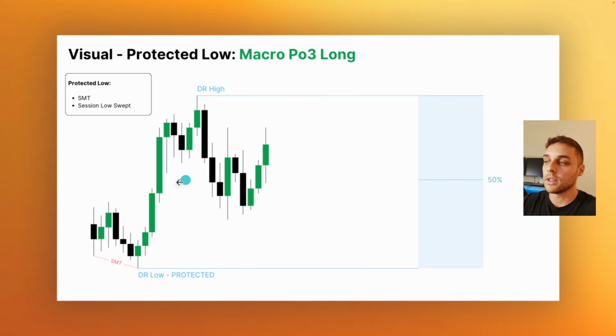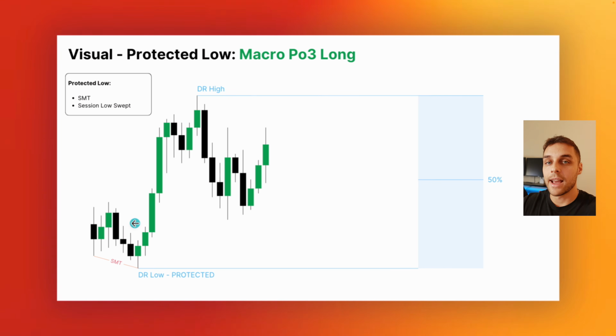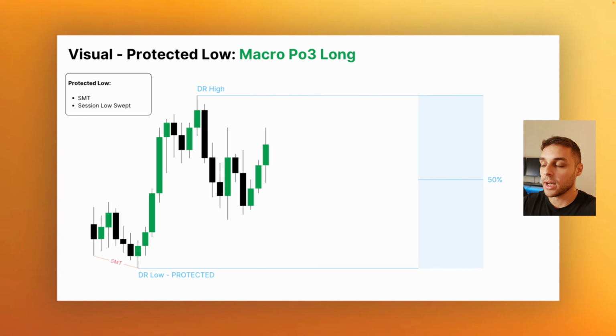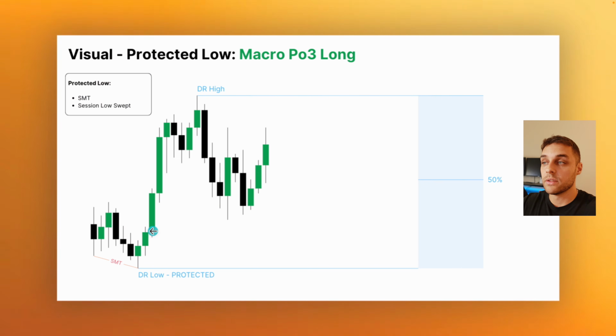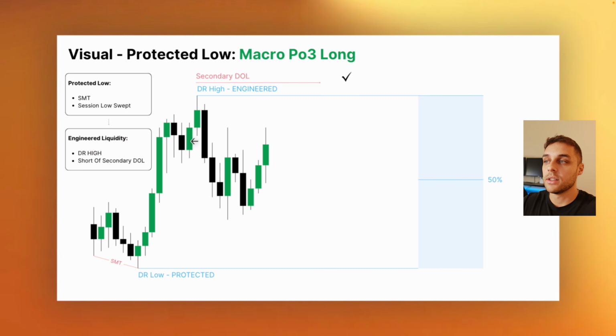So we need to look at the left side relative to this dealing range low and look for things like a session low sweep, or again, an SMT. In many cases, it'll be both, which is best case. But if we have that SMT, such a strong reversal signature, in this case a strong bullish reversal signature, we want to see that hold. There should be no reason for price to go back down there as long as we have our continuation cause.